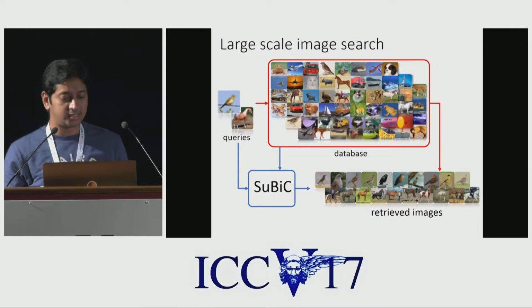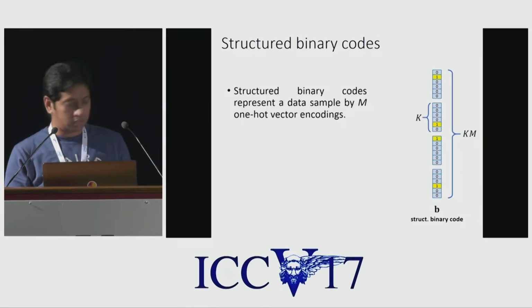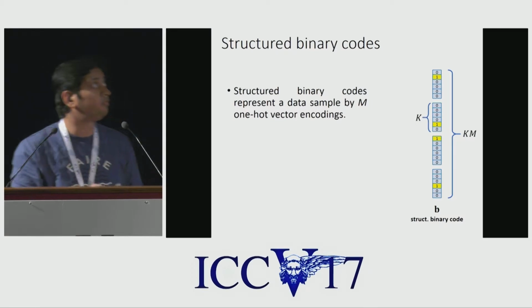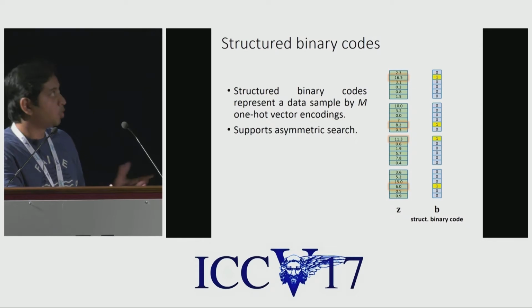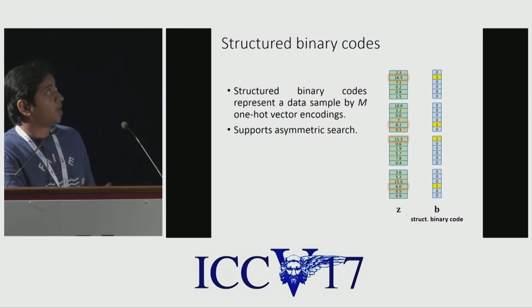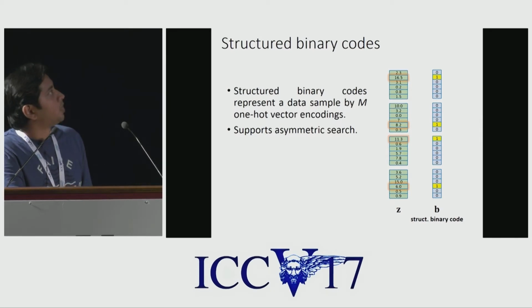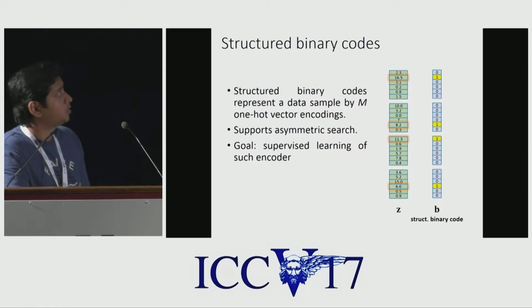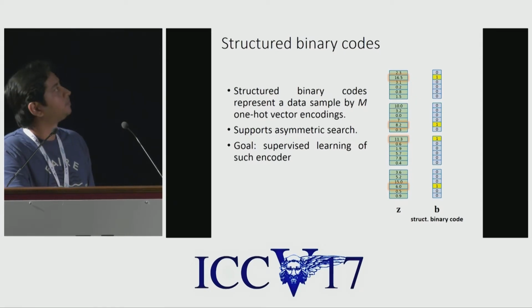So the structured binary code is just a concatenation of one hot vectors, and compared to unstructured codes, it benefits from asymmetric search, where the query is represented by a real valued vector, and the similarity computation is just addition of few scalar values corresponding to the ones in the binary image representation. In this work, our goal is to learn to represent images with such encoding in supervised manner.